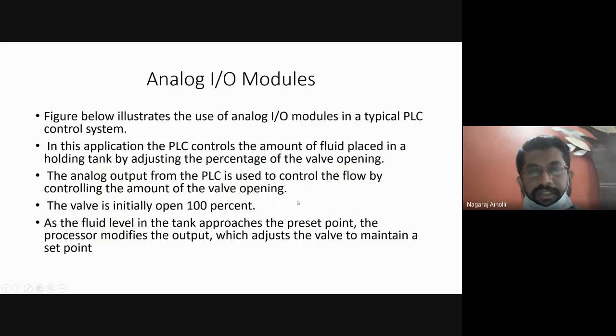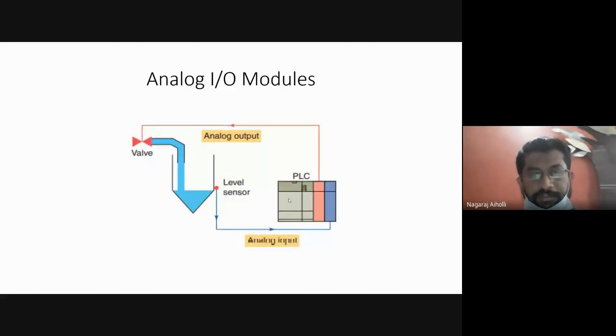Next is the figure which indicates the analog I/O modules in a typical PLC control system. Here I have shown a PLC control system. Just now I explained the concept of the control system. It is nothing but applying the feedback signal, right? Once the input is sensed, it is sent to the PLC, then we get the output. Again, that output controls the mechanism or the process, right? And such a system is called a control system. Let us see what this control system is.